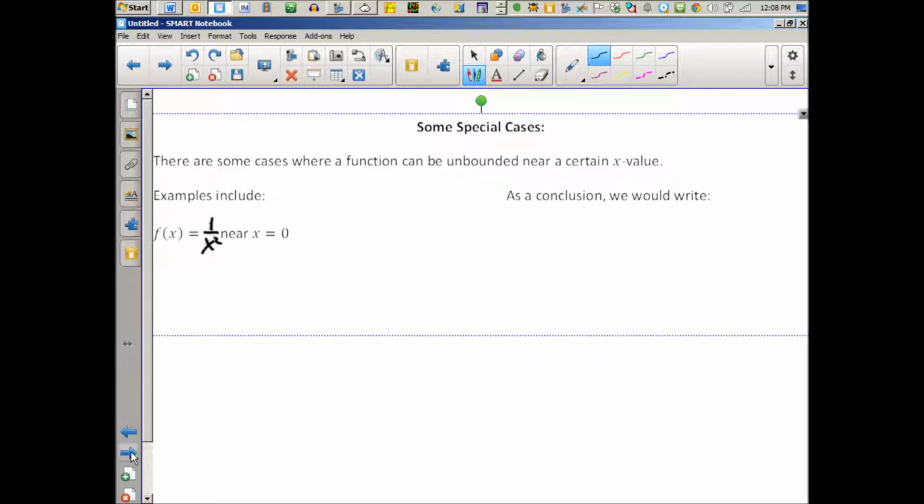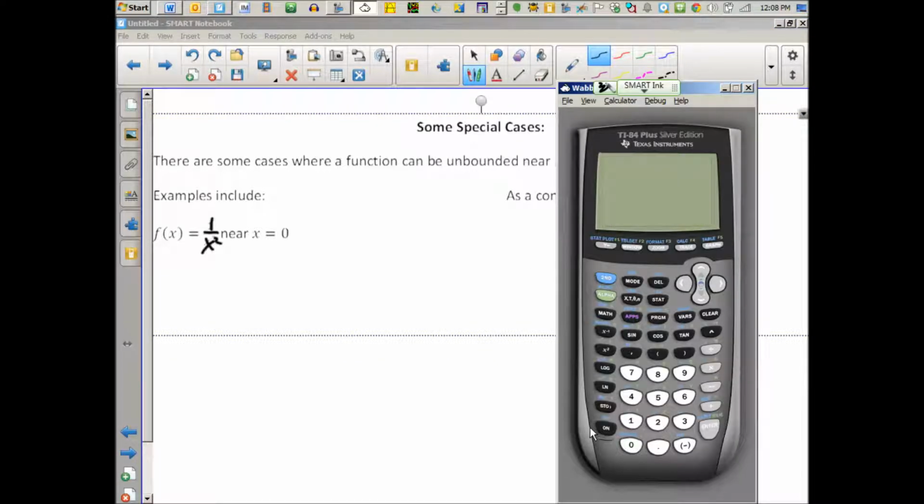So let's go ahead and look at our graphing calculator. Let's go in here and put in the function 1 over x squared. And I'm not going to do a table. I'm just going to do a zoom standard. And I'm going to zoom in once. Okay, so zoom in once.